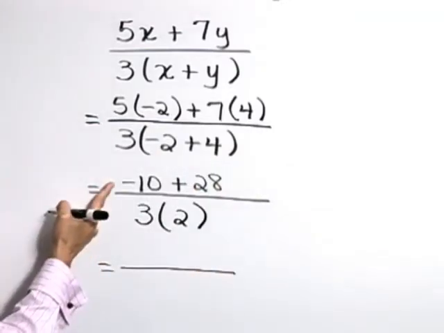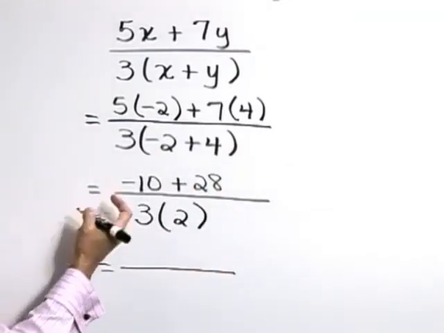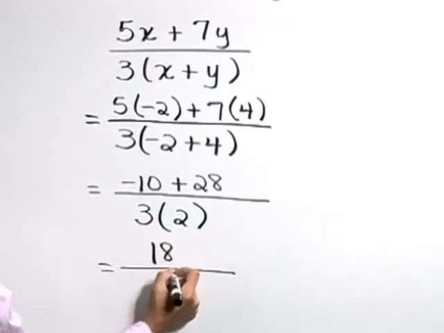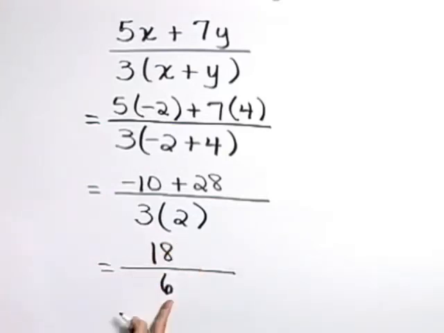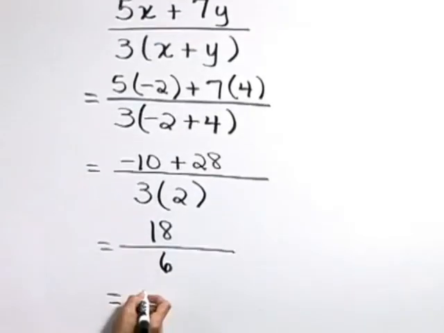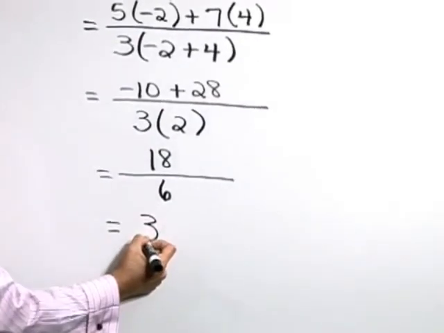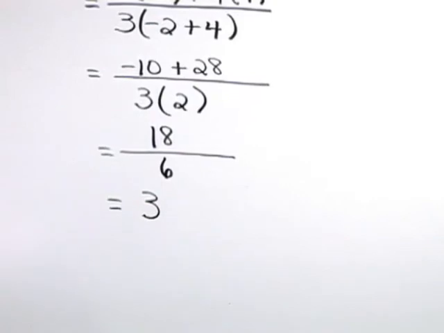Back to the numerator. -10 plus 28 is 18. In the denominator, 3 times 2 is 6. And lastly, that quotient, 18 divided by 6 is 3. So this expression does simplify to the quantity 3.